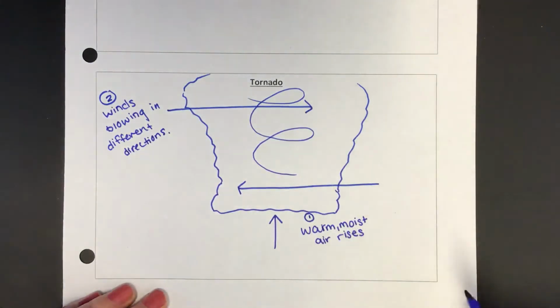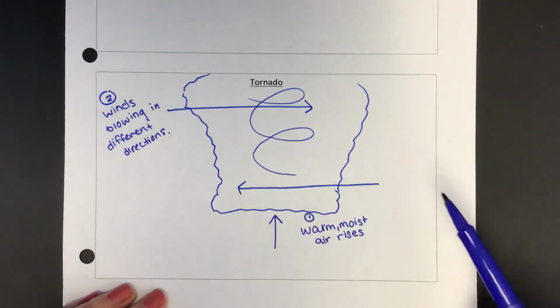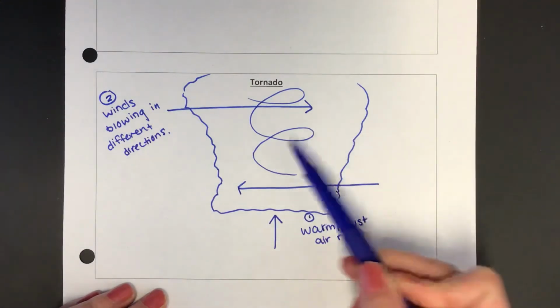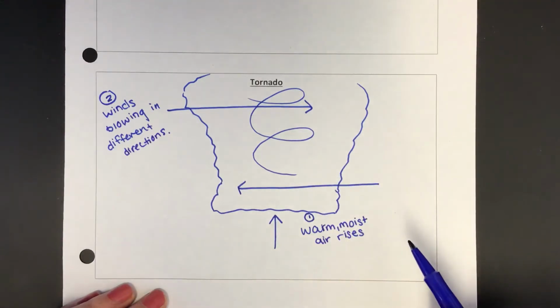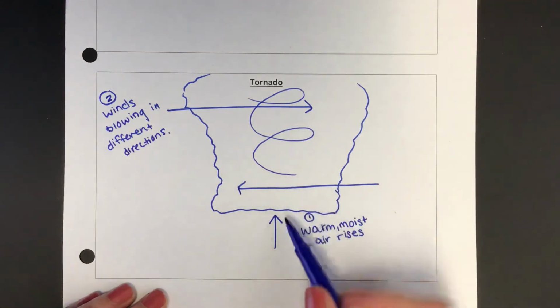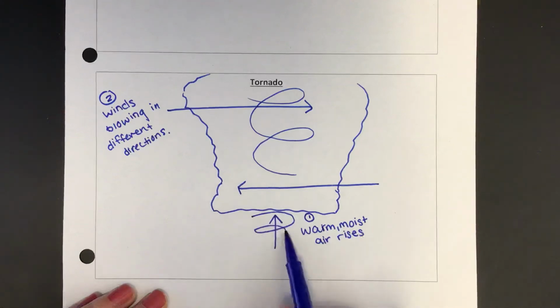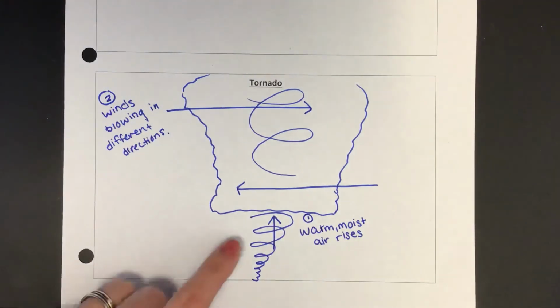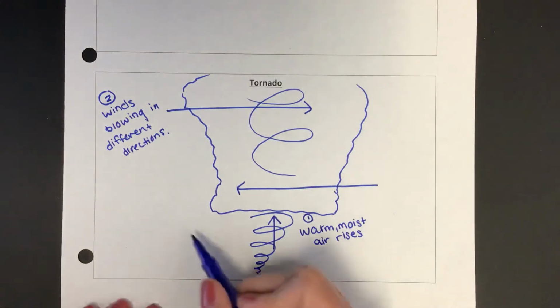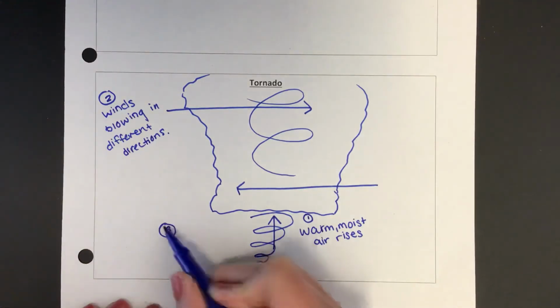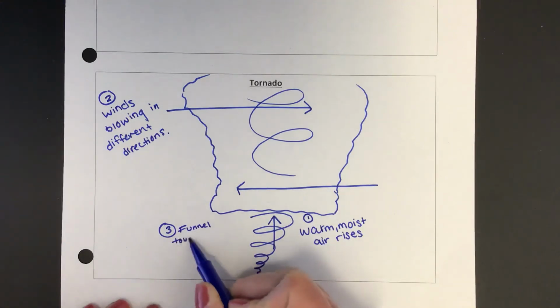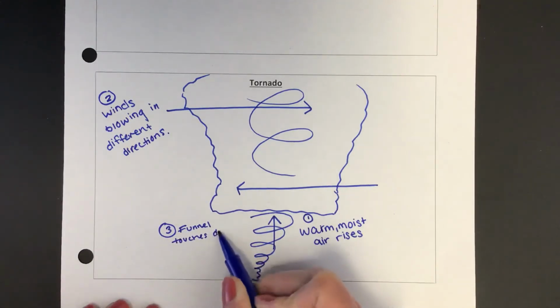And finally, as this rotation continues and this warm, moist air starts funneling in a powerful circle, winds start to pick up, and eventually this rotation can touch down on Earth in a funnel, and that is when we identify it as a tornado. I'm going to say a funnel touches down on Earth.